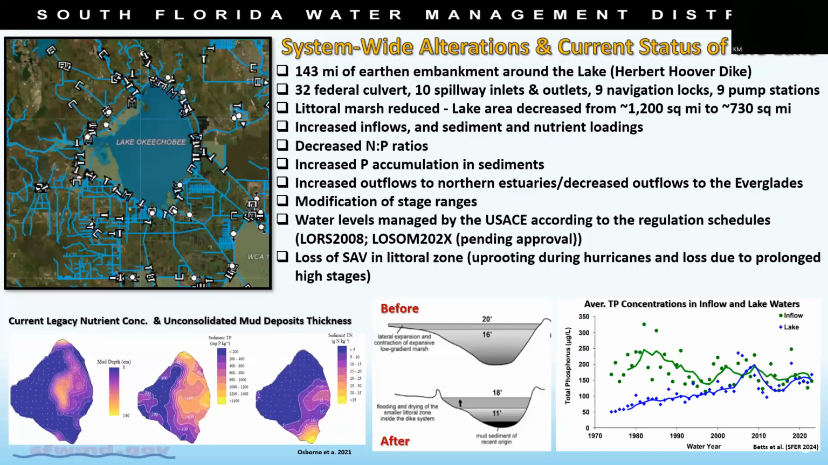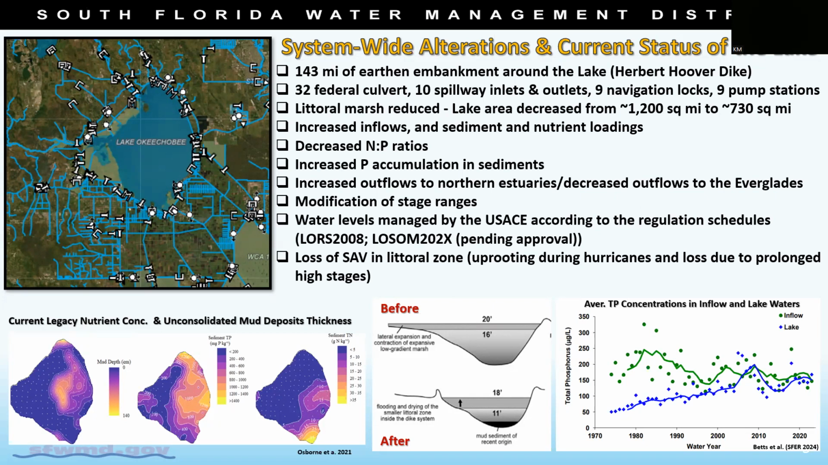So those alterations had significant negative impact on lake ecology, hydrology, and also created problems with the blooms. So what happened? This is how the system looks like now. All those tiny symbols that you can see are the culverts, the spillways, navigational locks, and pump stations. And the blue lines are canals. So you can see how complex the system is. It was much simpler prior to modifications and dredging.